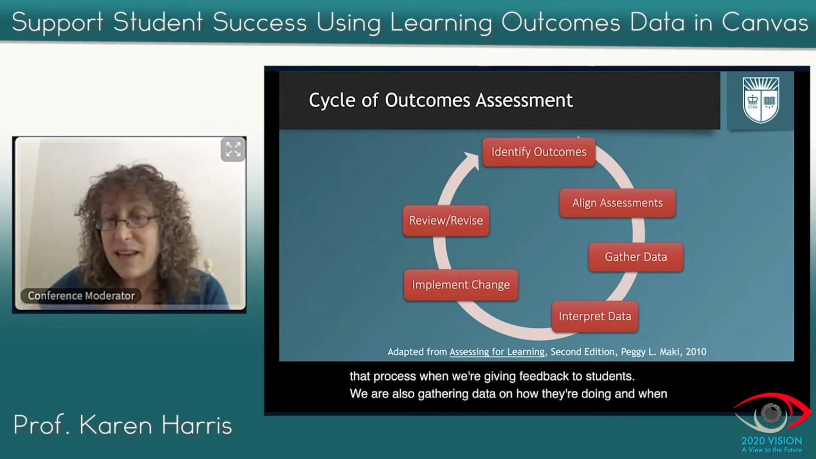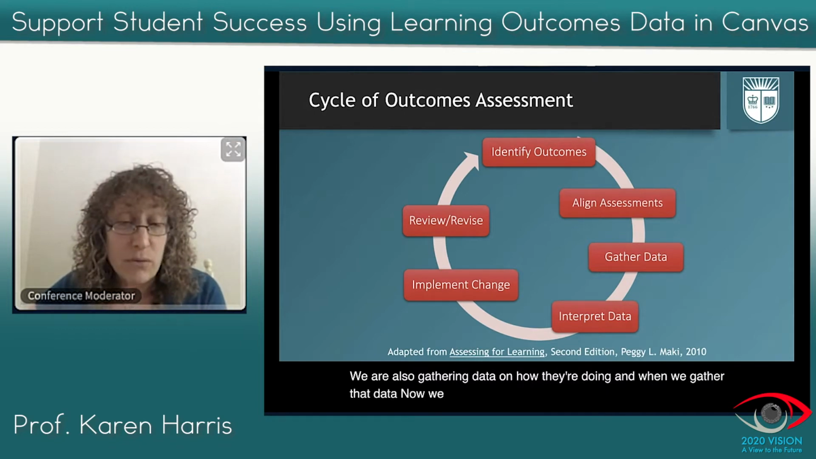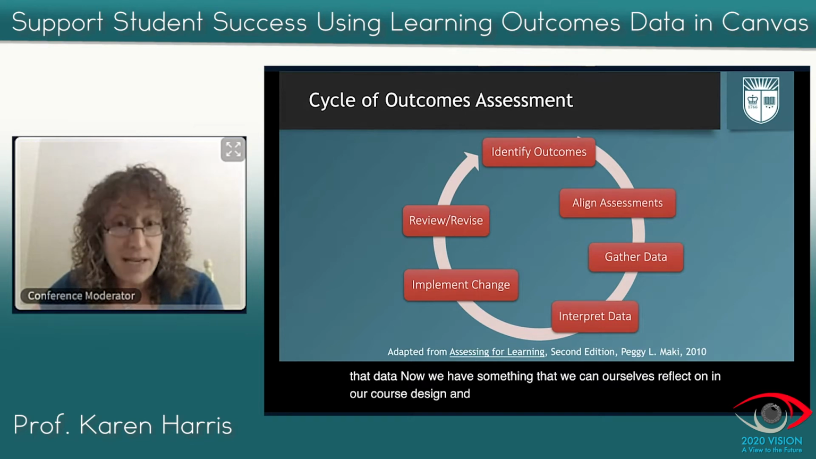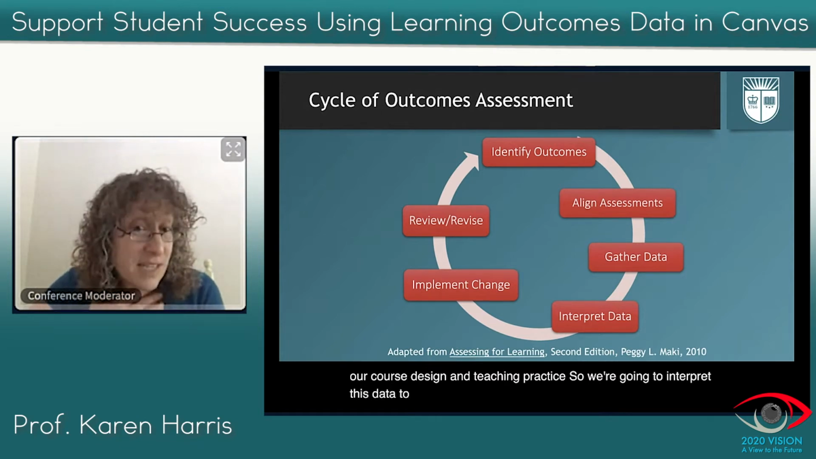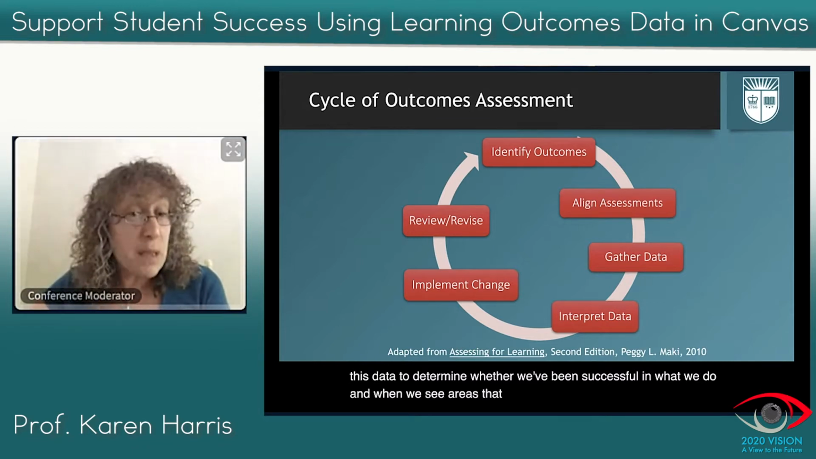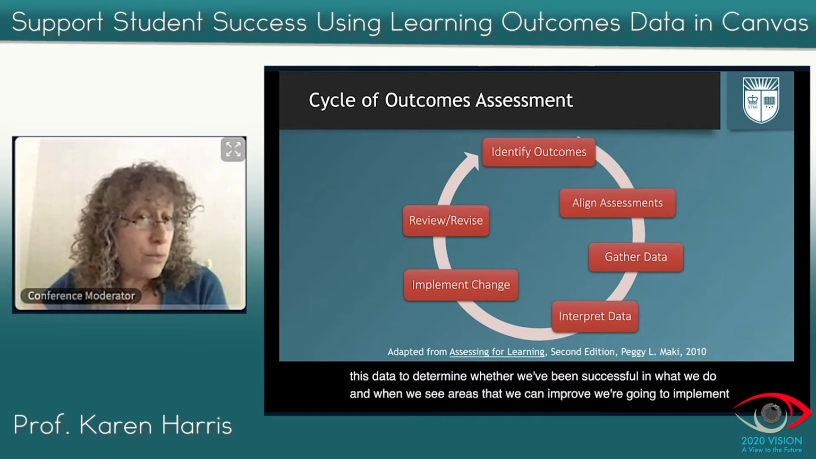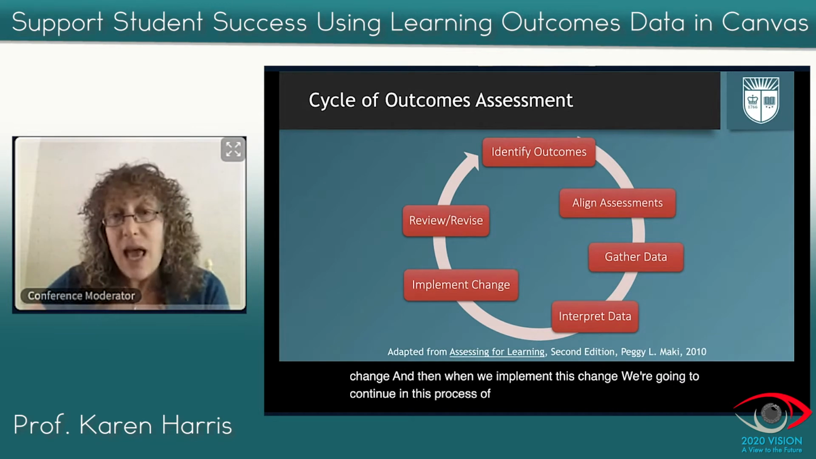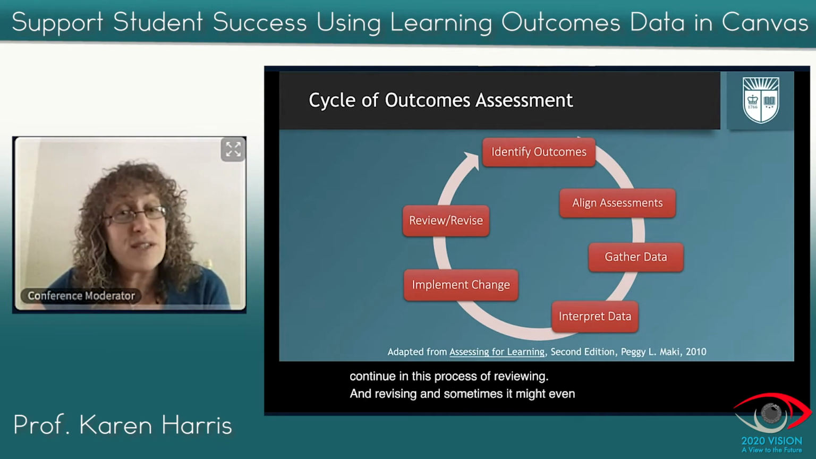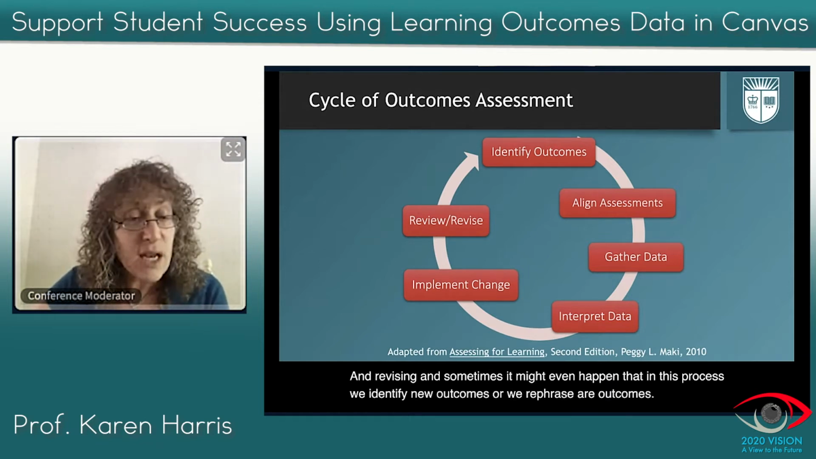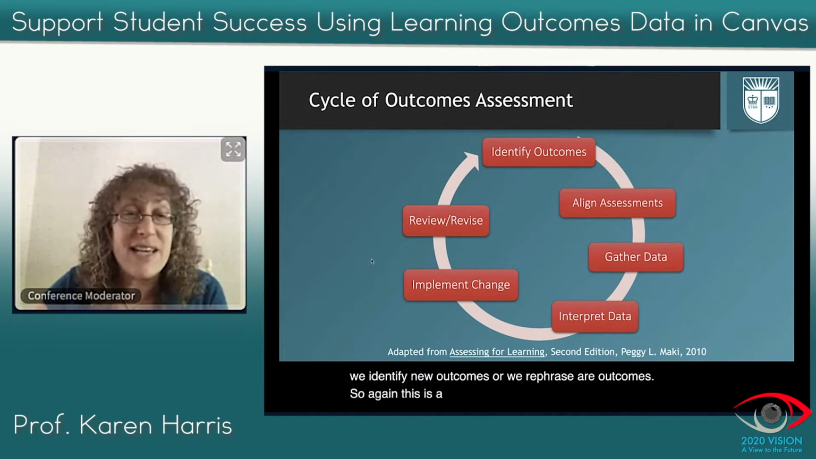And when we gather that data, now we have something that we can ourselves reflect on in our course design and teaching practice. So we're going to interpret this data to determine whether we've been successful in what we do. And when we see areas that we can improve, we're going to implement change. And then when we implement this change, we're going to continue in this process of reviewing and revising. And sometimes it might even happen that in this process, we identify new outcomes or we rephrase our outcomes. So again, this is a process and it's iterative, it's ongoing.